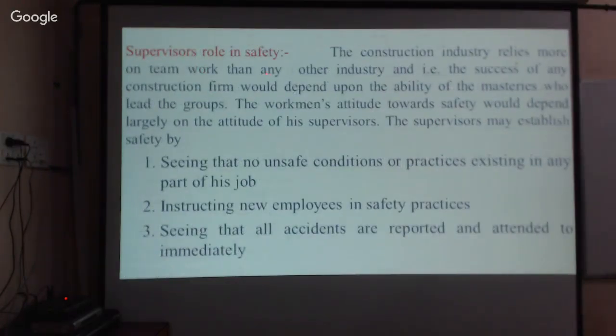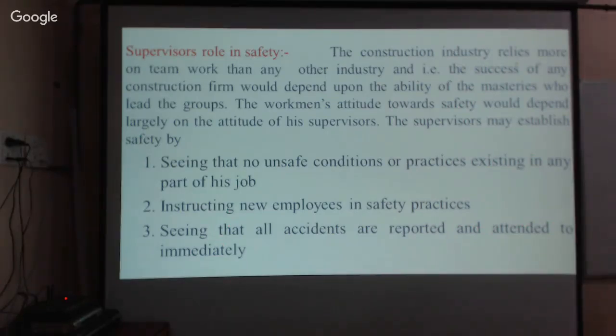Then, the supervisor's role in safety. The construction industry relies more on teamwork than any other industry, and the success of any construction firm depends on the ability of the masters who lead the group. The workman's attitude towards safety depends largely on the attitude of his supervisor. The supervisors may establish safety by seeing that no unsafe conditions or practices exist in any part of the job, instructing new employees in safety practices, and seeing that all accidents are reported and attended to immediately.